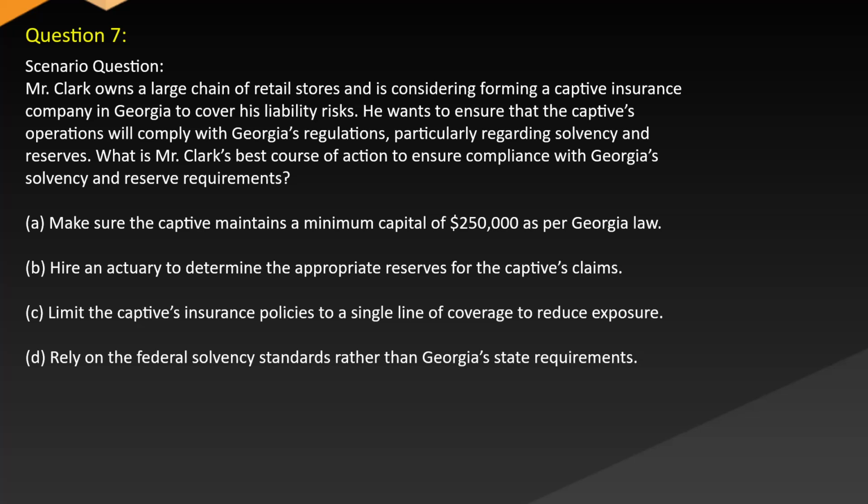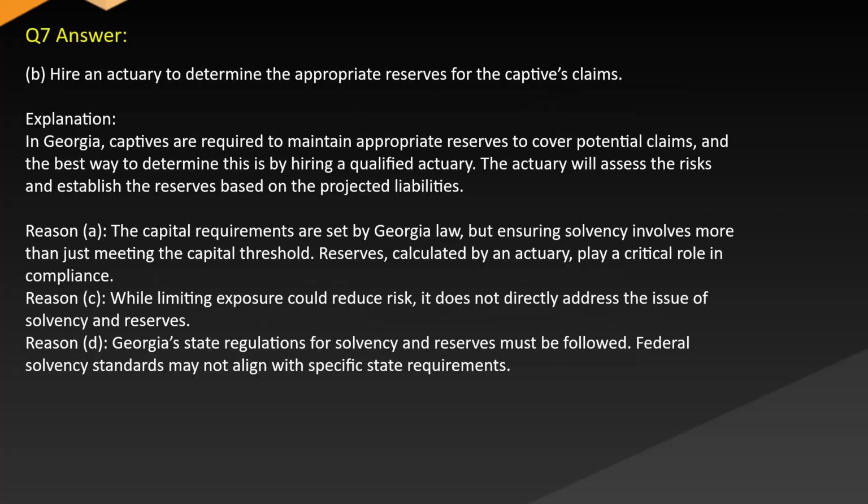A. Make sure the captive maintains a minimum capital of $250,000 as per Georgia law. B. Hire an actuary to determine the appropriate reserves for the captive's claims. C. Limit the captive's insurance policies to a single line of coverage to reduce exposure. D. Rely on the federal solvency standards rather than Georgia's state requirements. Answer: B. Hire an actuary to determine the appropriate reserves for the captive's claims.